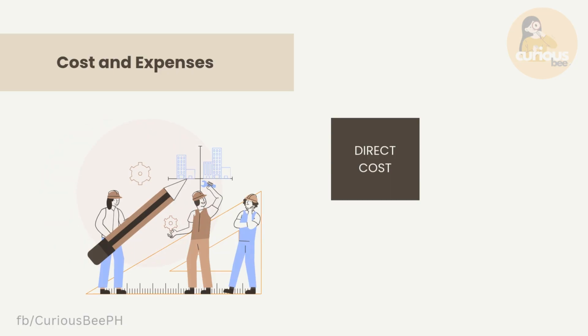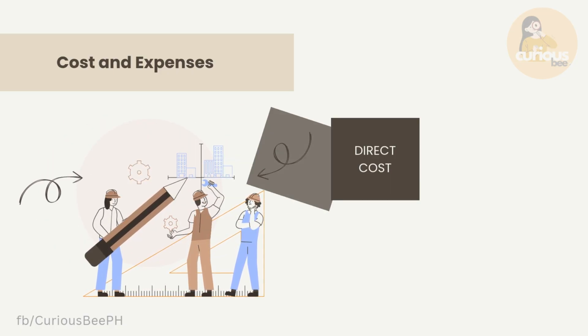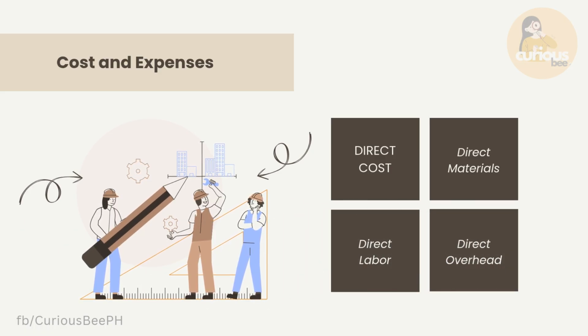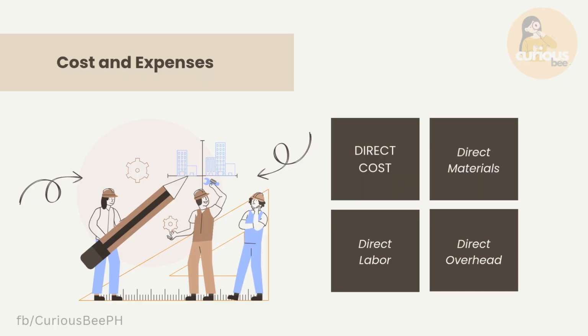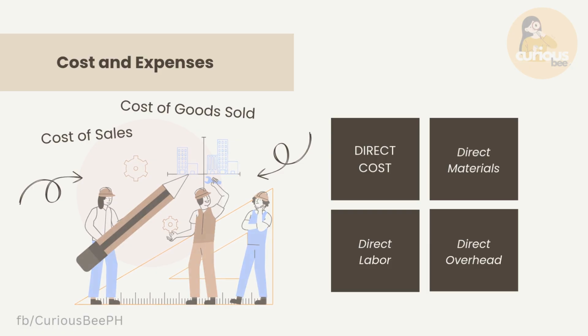Direct costs are expenses that can be directly traced to a specific product or service. They are direct materials, direct labor, and direct overhead, which are expenses traceable to the production of goods or services. They are presented as cost of sales or cost of goods sold.